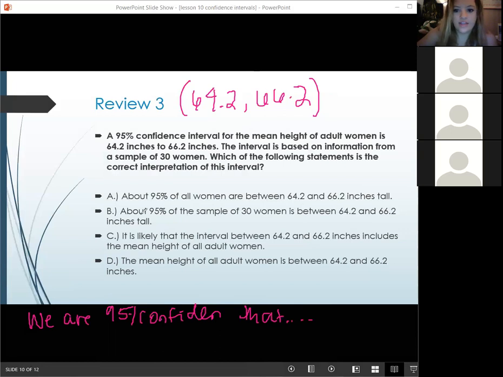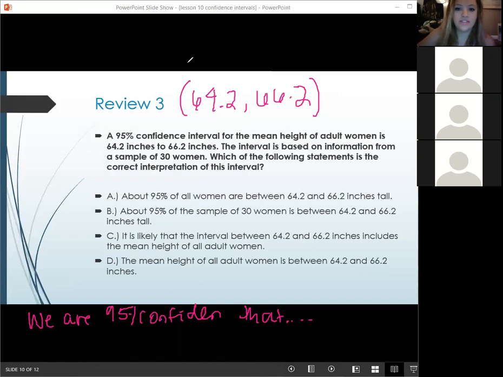In this case, you want to make sure that 95% confidence intervals aren't talking about the percent per se that are between the two. We can't make that assumption. We're not saying that 95% of all women are between that, because we're trying to figure out if our population parameter is contained within this interval. So we're saying that we're 95% confident that our population parameter is contained within this interval.